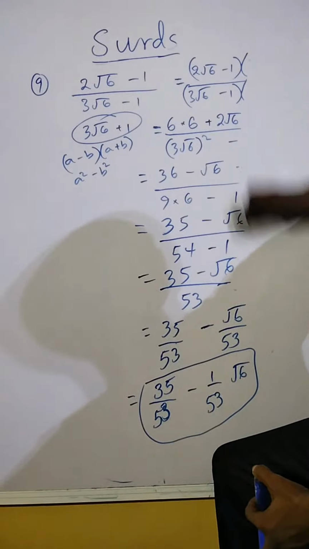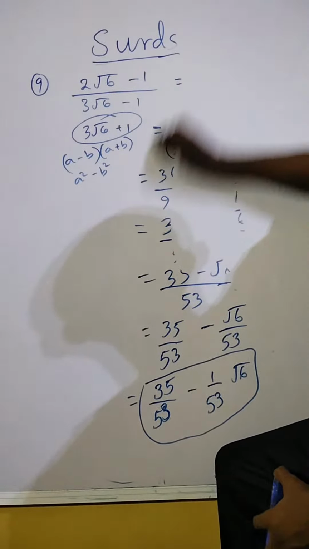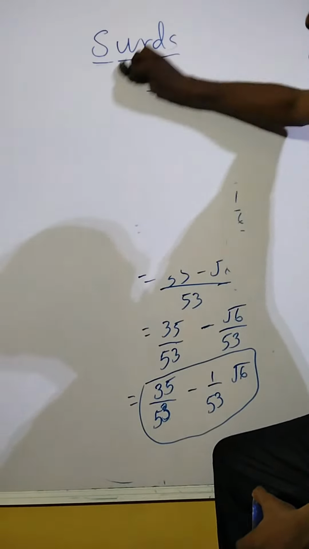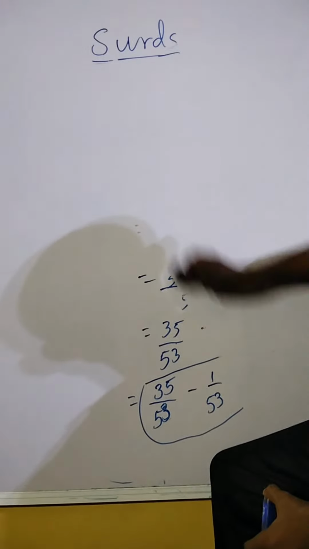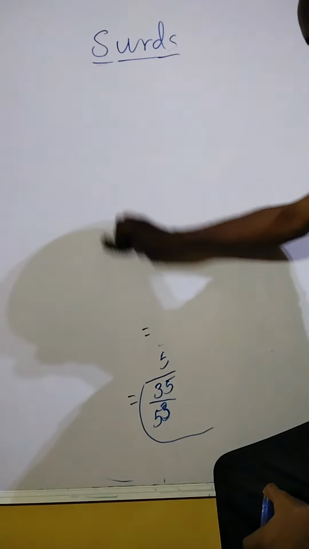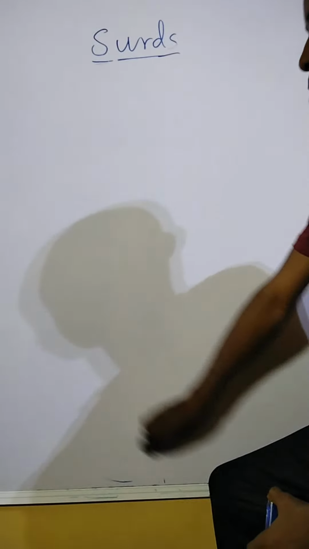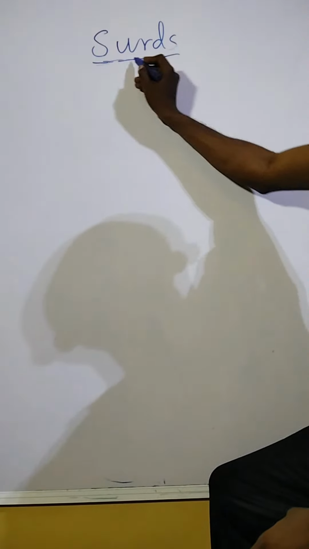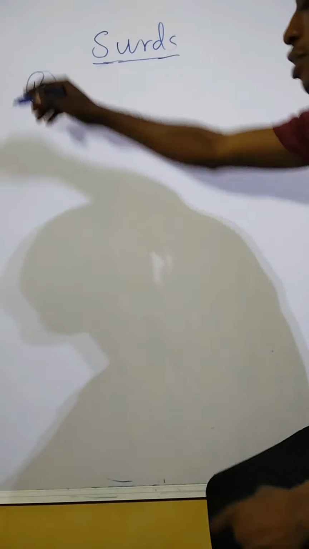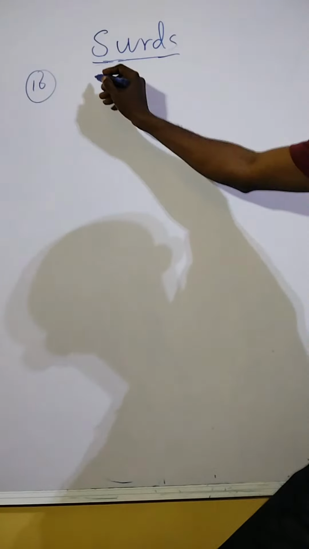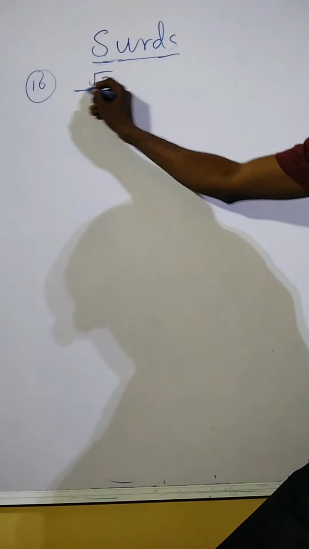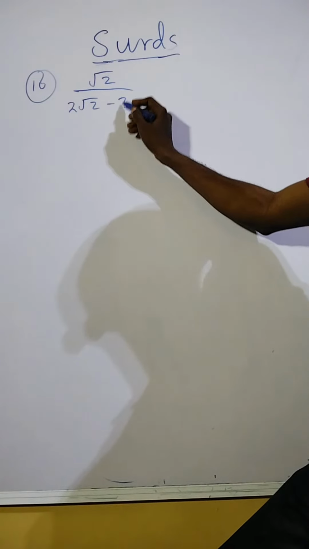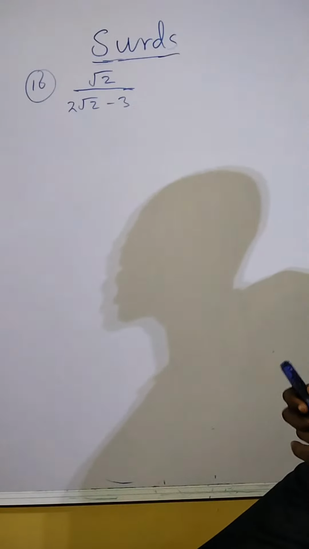Now let's look at number 10. We have this question as number 10, which is an interesting one as well. So we have 2 over 2 root 2 minus 3. Let's solve this and simplify.